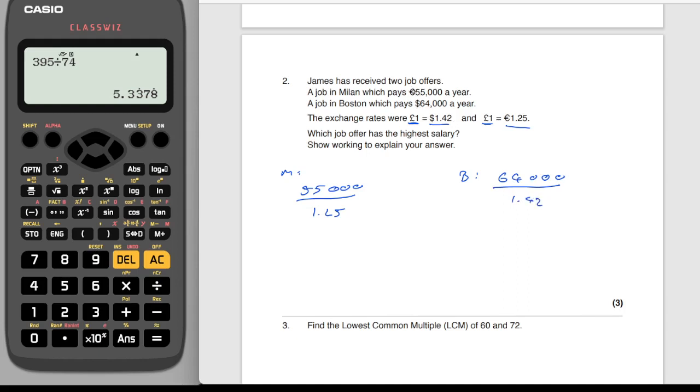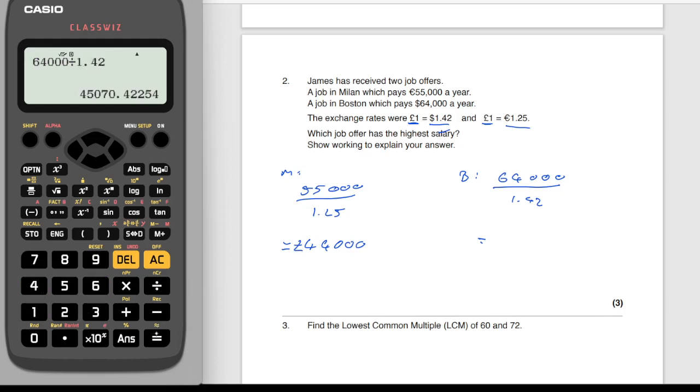Interestingly, it's written in a way to try and catch you out. You're given the job in euros first, but then the exchange rate in dollars first. So watch out for that. 55,000 divided by 1.25 gives me that the job in Milan would pay £44,000 per year. The job in Boston, 64,000 divided by 1.42, would give me £45,070 and 42 pence. So which job has the higher salary? The job in Boston.